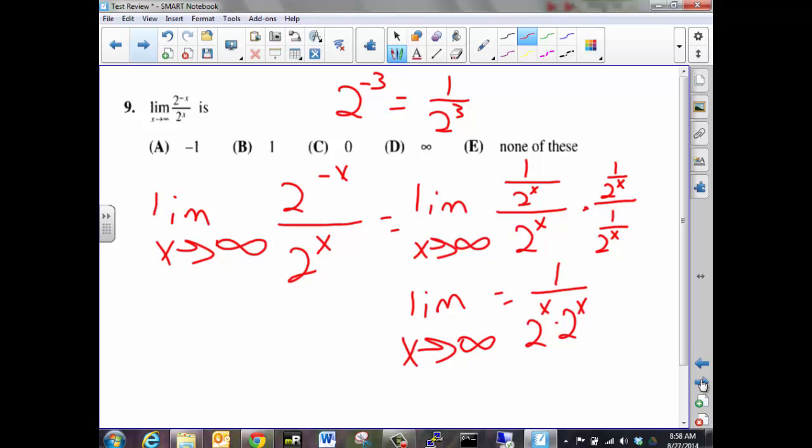1 over 2 to the 2x or 1 over 2 to the x squared. What's the most important thing to know about the denominator? What's going to happen when I put infinity in there? It's getting humongous. So what's the final answer going to be? Very good. 0 is the final answer. Good work. 0 is the correct answer there.